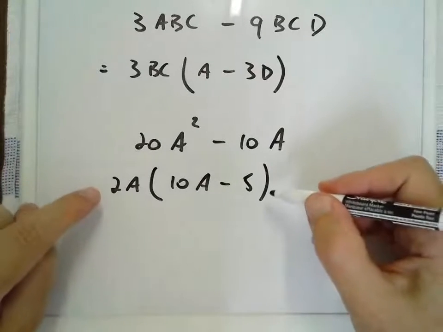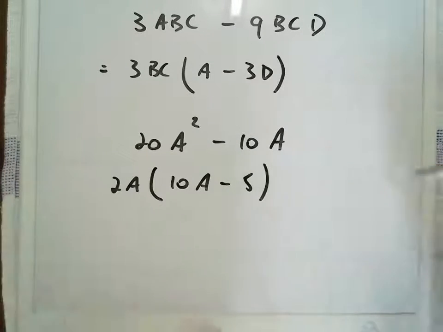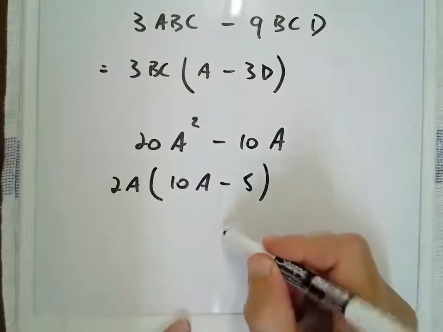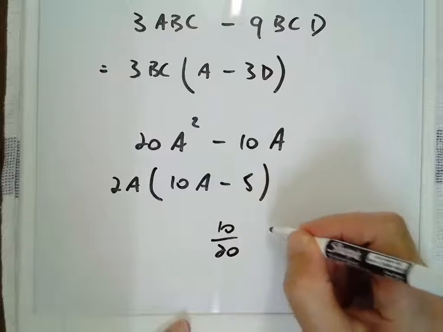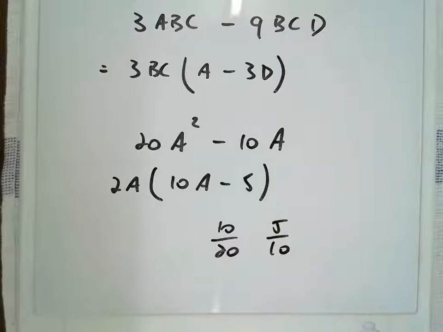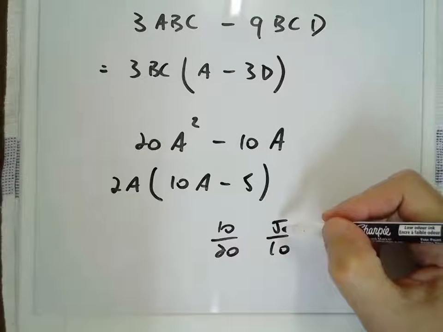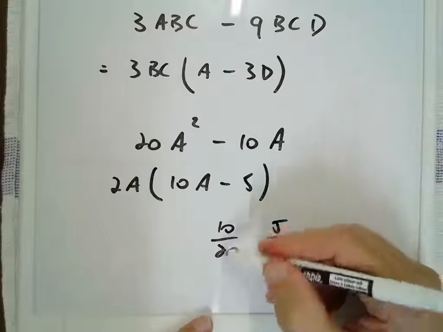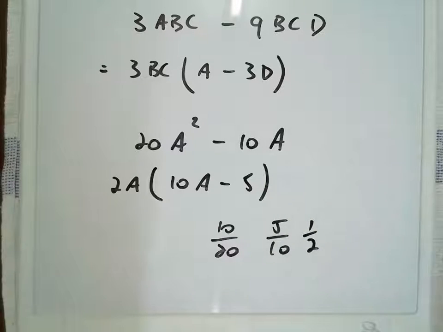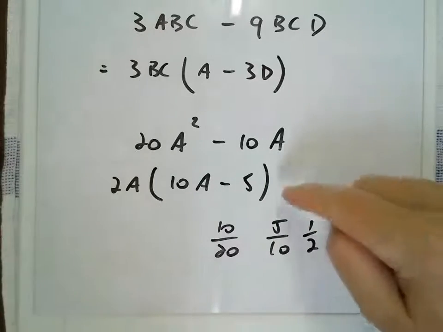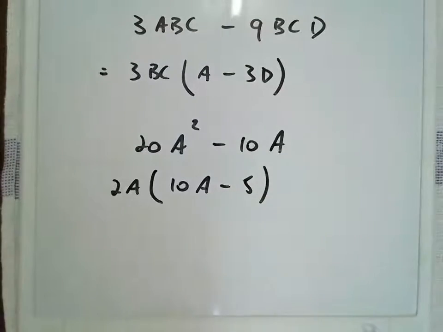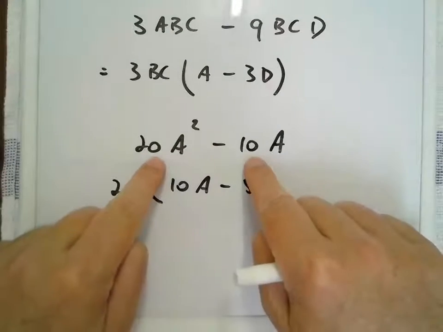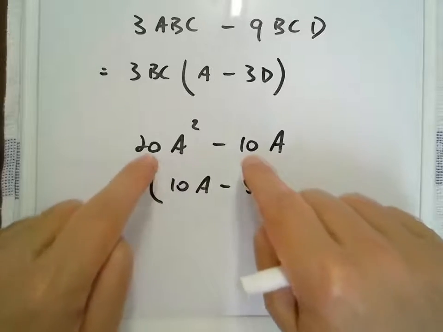So although this is factored, it's like simplifying 10 on 20 to be 5 out of 10. I haven't gone all the way because we all know that can be simplified further to a half. So although this is factored, you're only going to get half marks in the test. So when you're looking at your factors, you want to pull out your highest common factor.